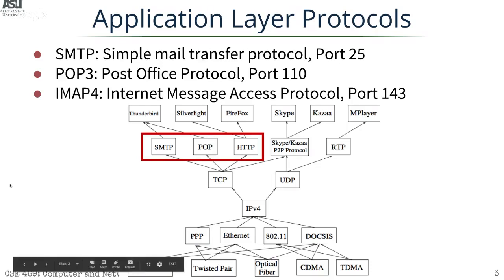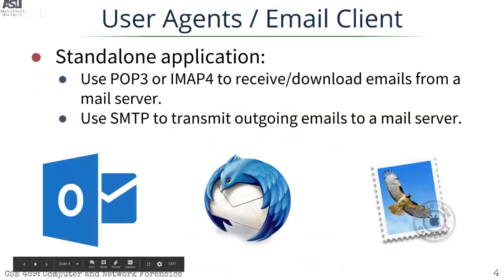There are lots of different ways that you can access email. Hopefully this is all rudimentary, but you can use a standalone application which communicates using POP3 or IMAP4 to receive or download emails from a mail server, and then uses SMTP to transmit outgoing emails to a mail server. Outlook, Thunderbird, and something that Apple puts out are all different applications that reside on your physical machine and do the exchanging of email data with the server on your behalf.